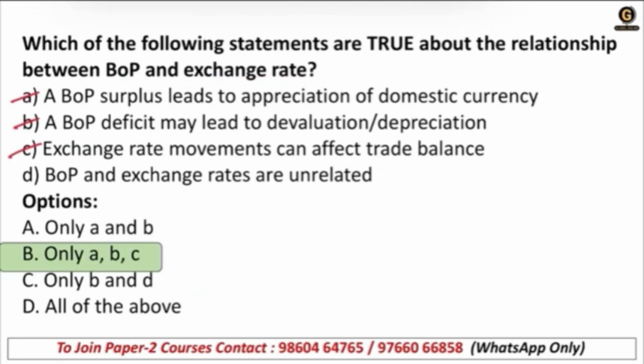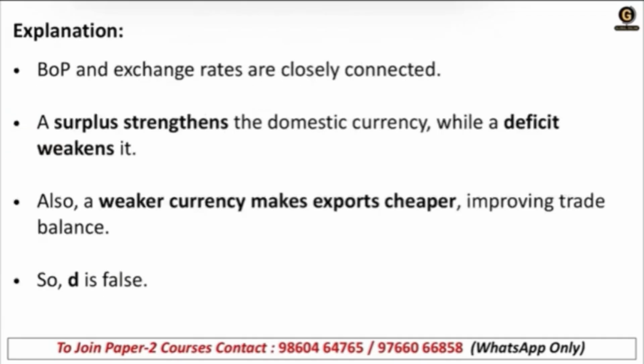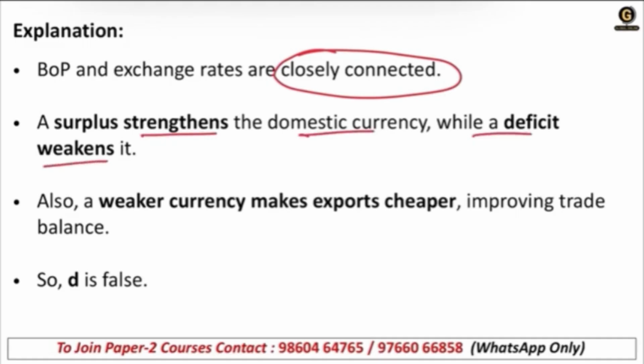BOP and exchange rates are unrelated, right? These are related, it's not unrelated. See, BOP and exchange rates are closely connected. There is a big connection between these two. When exchange rates or currency appreciation and depreciation is happening, it will directly affect the BOP. A surplus strengthens a domestic currency while a deficit weakens it. Correct. Also, a weaker currency makes exports cheaper, improving trade balance. Right. And D is false.